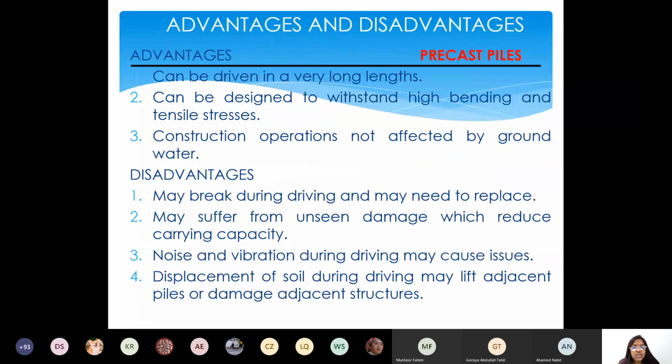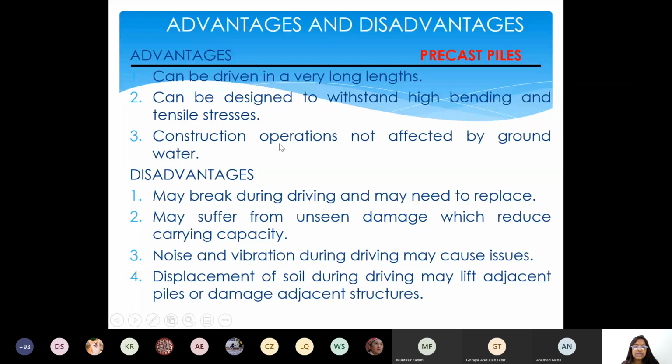Advantages and disadvantages, why it is necessary and not necessary at locations where shallow foundations can do better. Can be driven in very long lengths, can be designed to withstand high bending and tensile stresses, right? Why tensile stresses? Can you tell me? Because it is like any building, if you take the foundation as a support and the structure as a beam, it is acting like a cantilever beam, right? So chances of tension are more, right? Or deflection is more. So to take into account at the very beginning the high tensile stress, these types of pile foundation will be helpful.